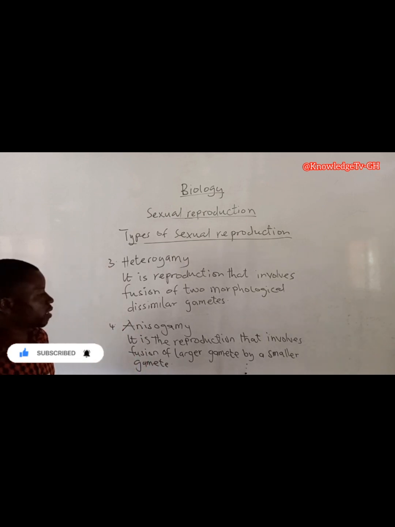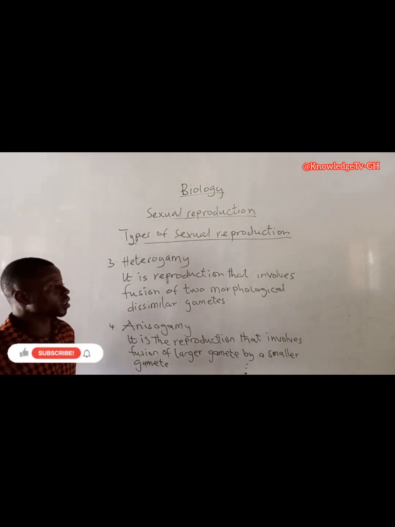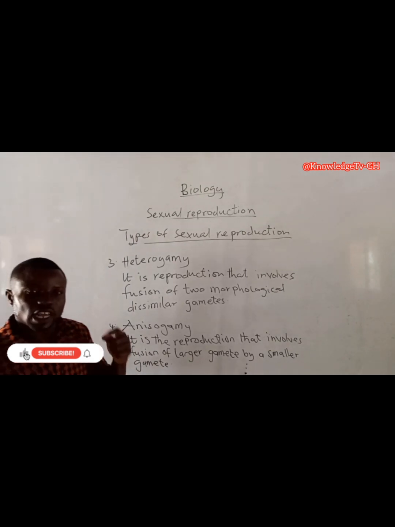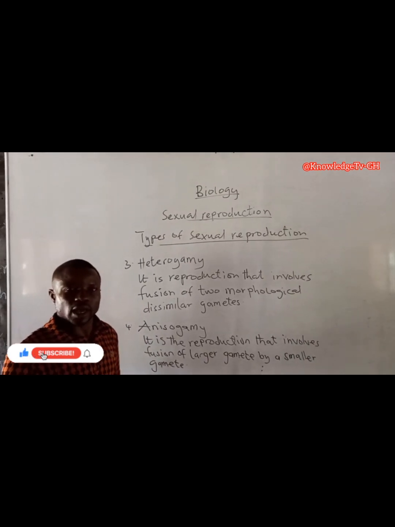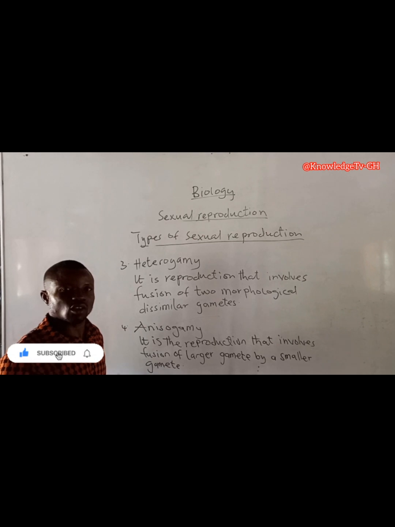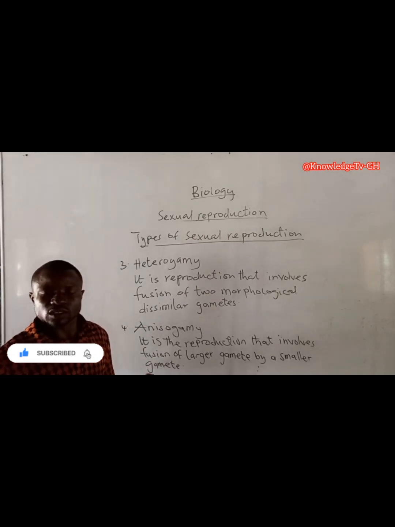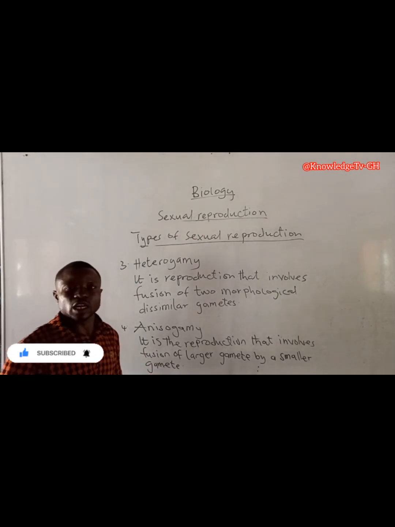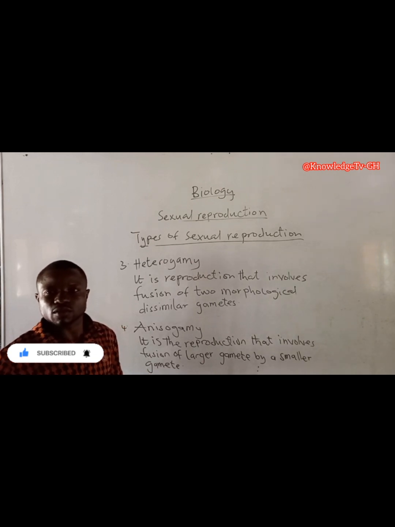Another one is anisogamy. That is the reproduction that involves the fusion of a larger gamete with a smaller gamete. And this type of reproduction occurs in all vertebrates. Sometimes it may even involve motile and non-motile gametes.